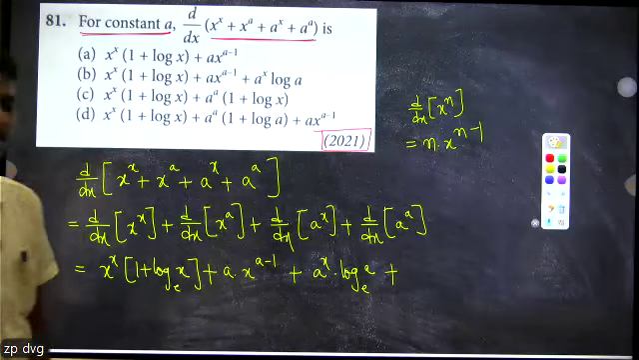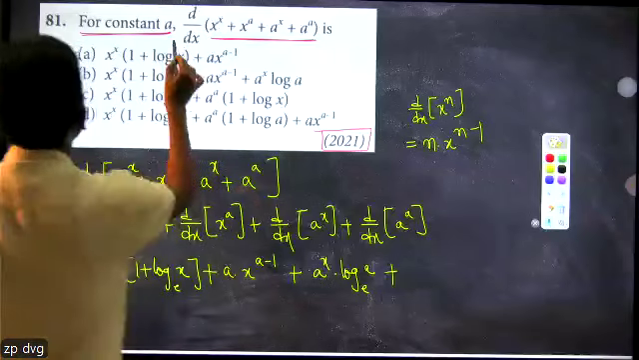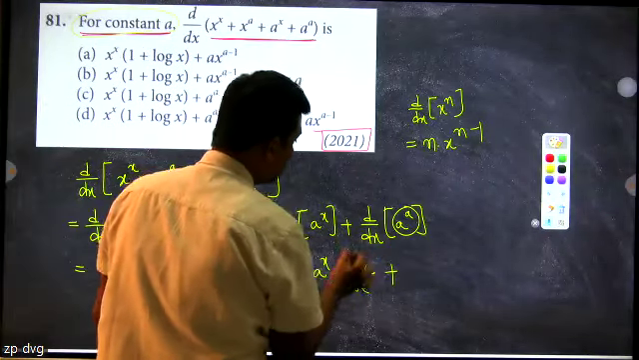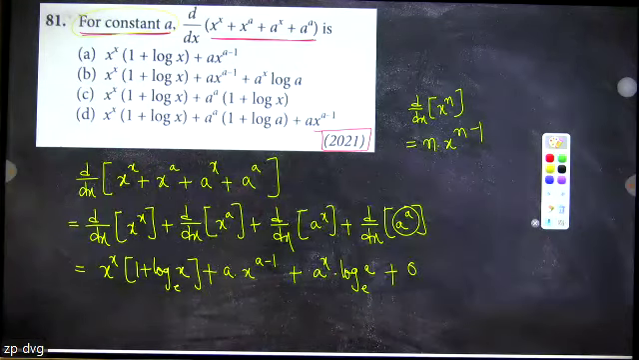Plus a power a. A is some fixed number, right? A power a is also constant, as they given in the question that a is constant. Constant power constant is what? It's a constant. So this whole thing is a constant. Derivative of constant is what? 0.